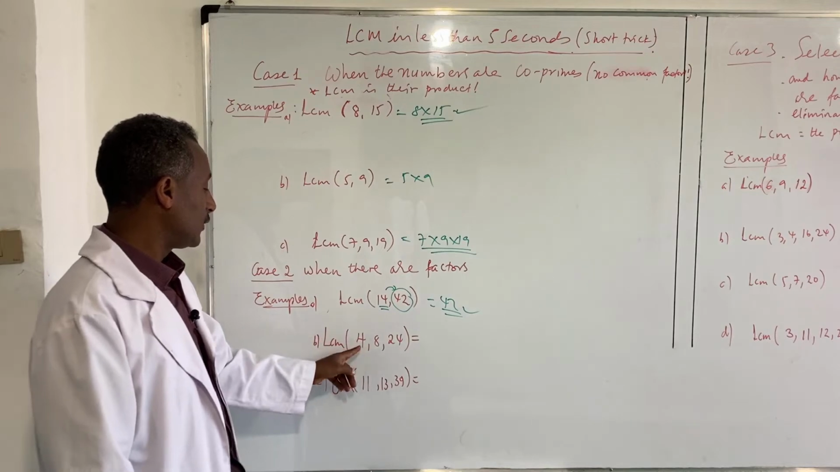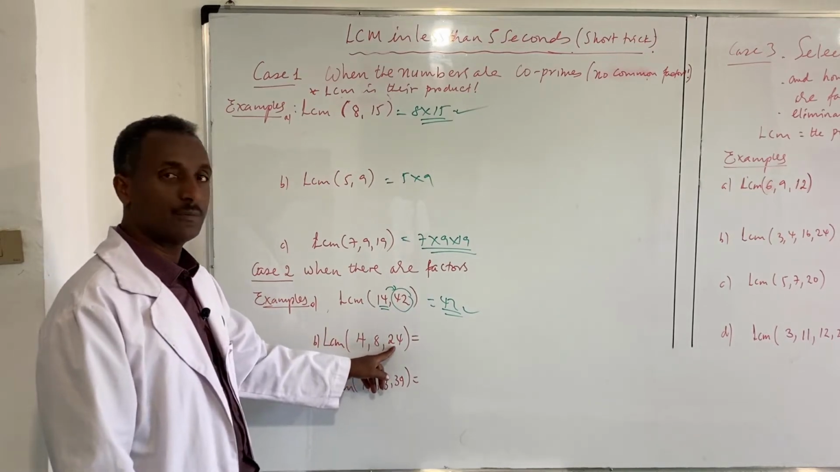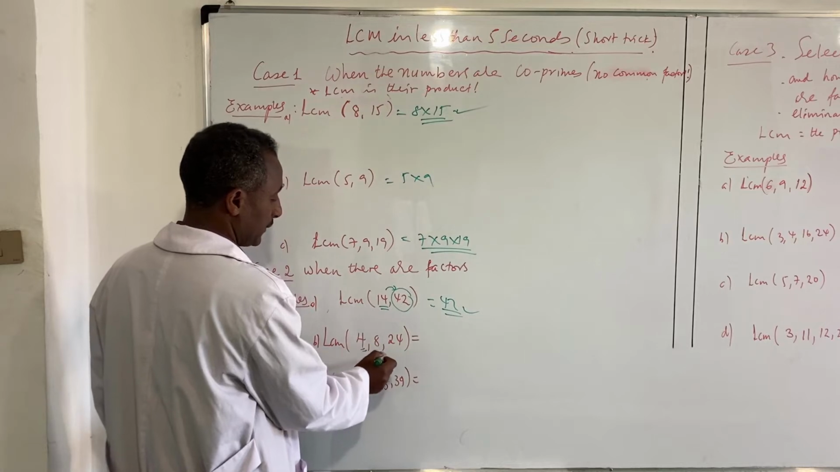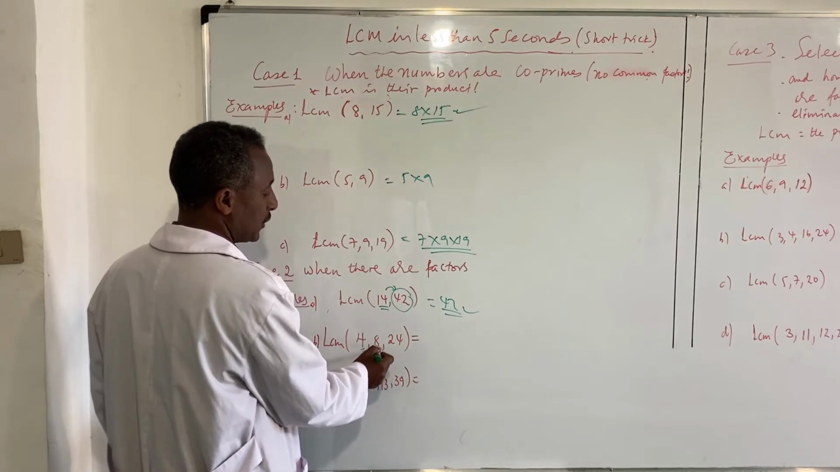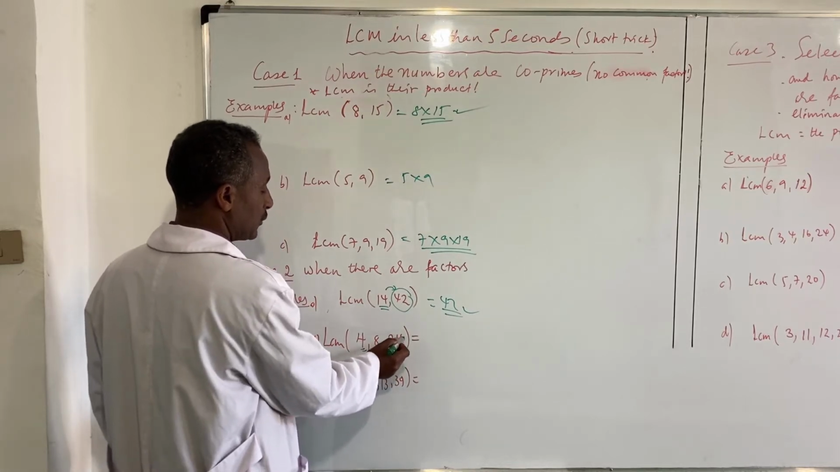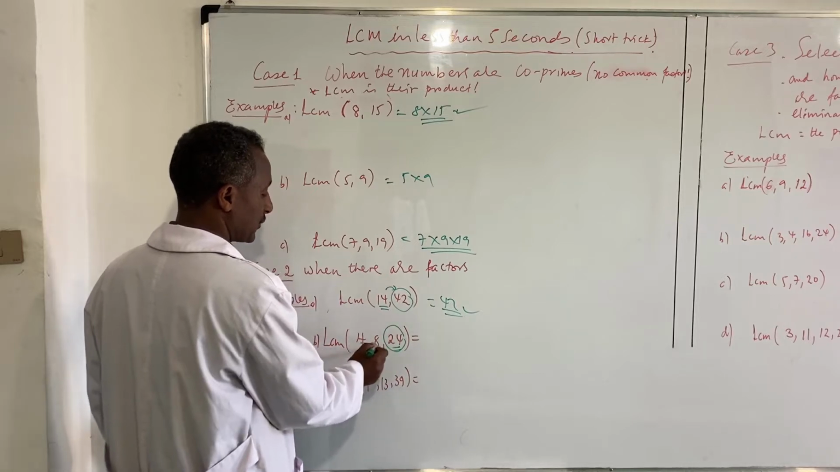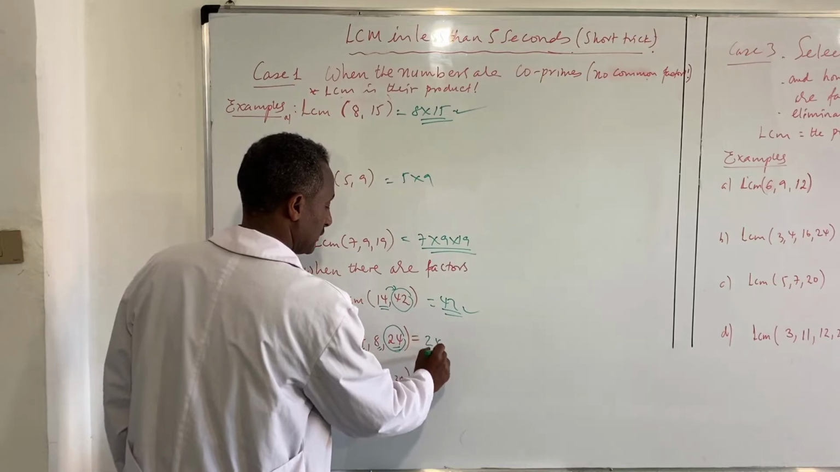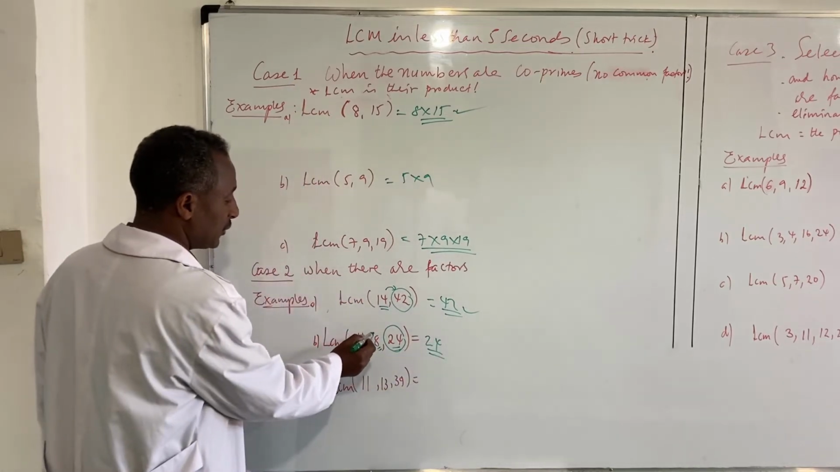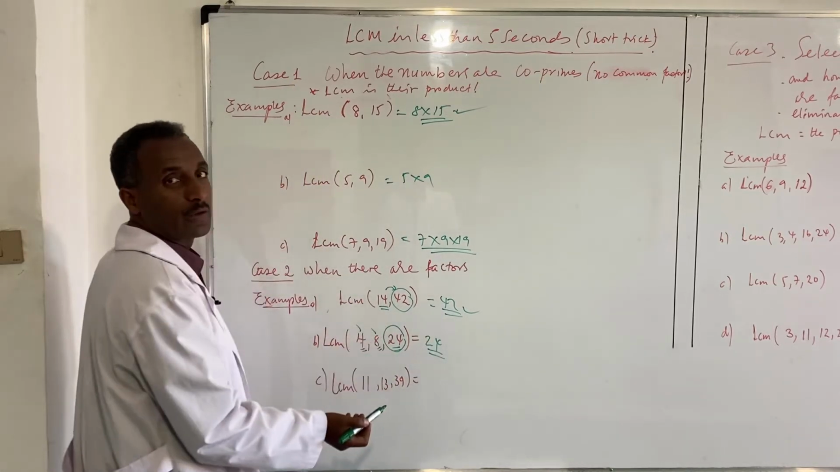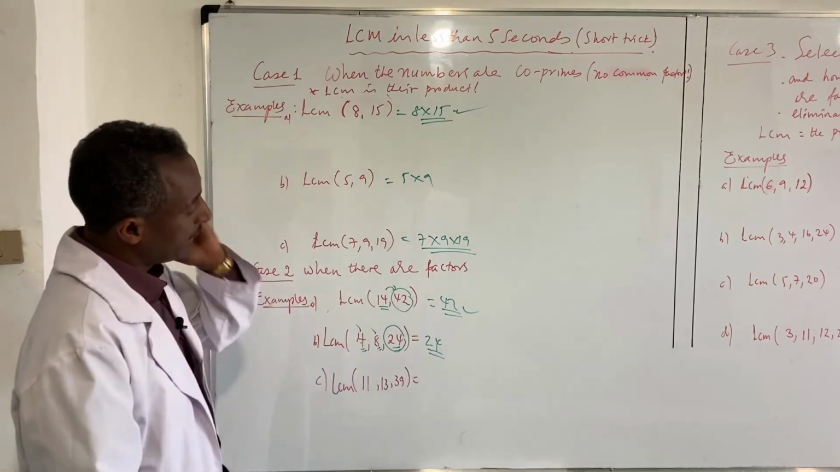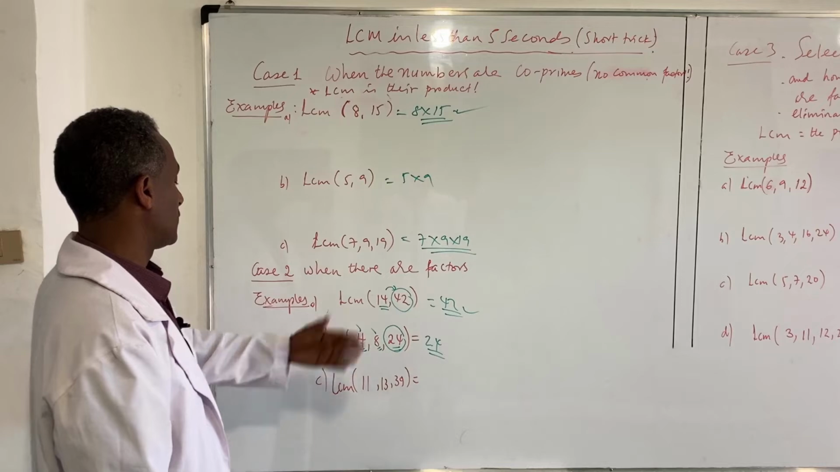Let us see this one. This one is 4, this one is 8, this one 24. 4 is a factor of 8 and 8 is also a factor of 24. So 24 is a multiple of both. So their LCM is the bigger one, 24, because these two are factors of 24. So 24 is simply the LCM of the three numbers.